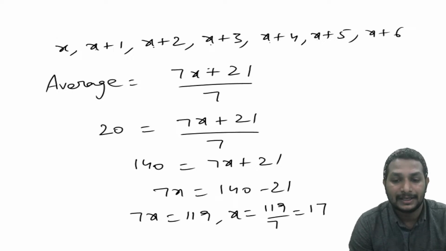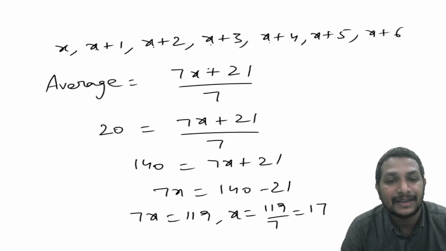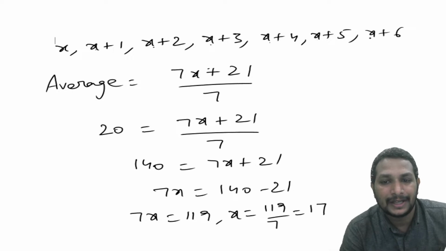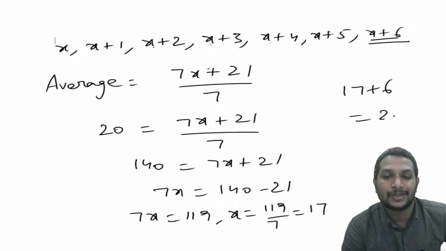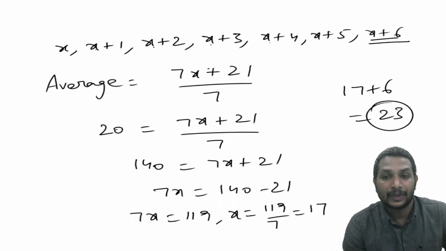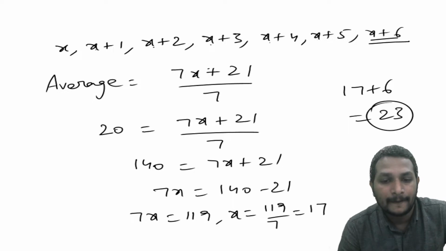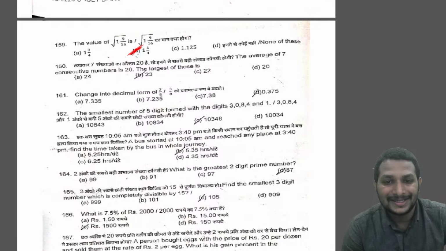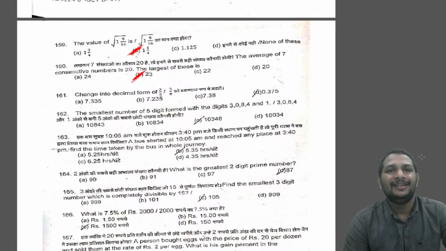We got the value of x as 17, but they're asking for the largest of these numbers. The largest number is x plus 6, which is 17 plus 6. So the answer for this question is 23. As they ask for the largest number, we just need to tell the largest number as 23, which is nothing but option B.